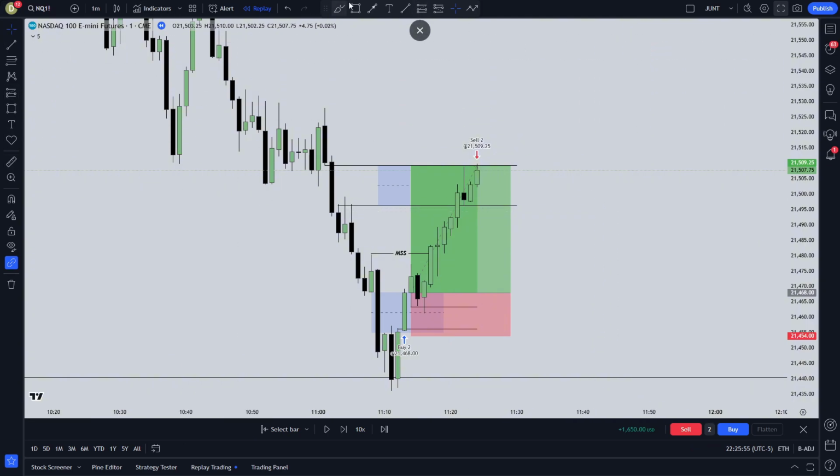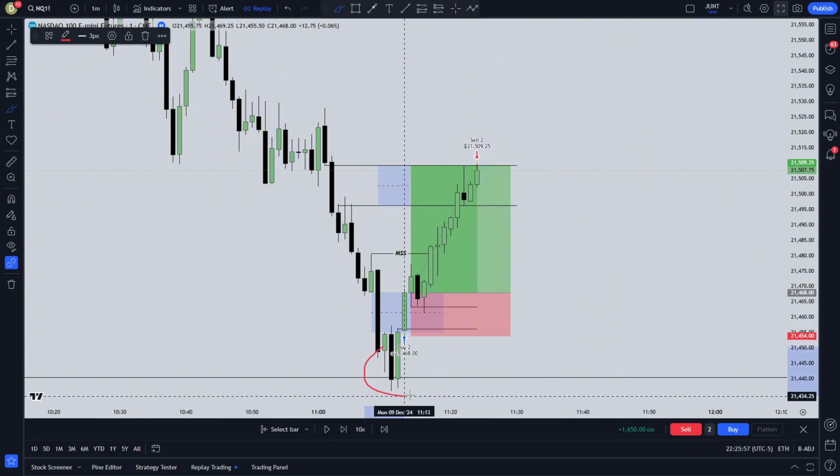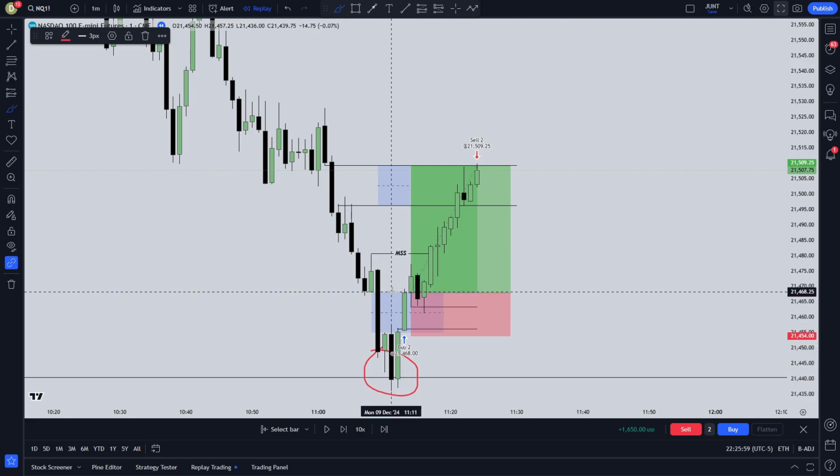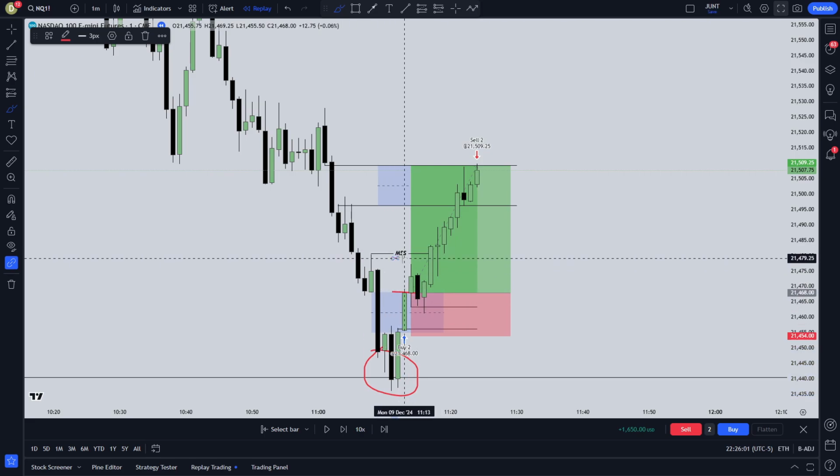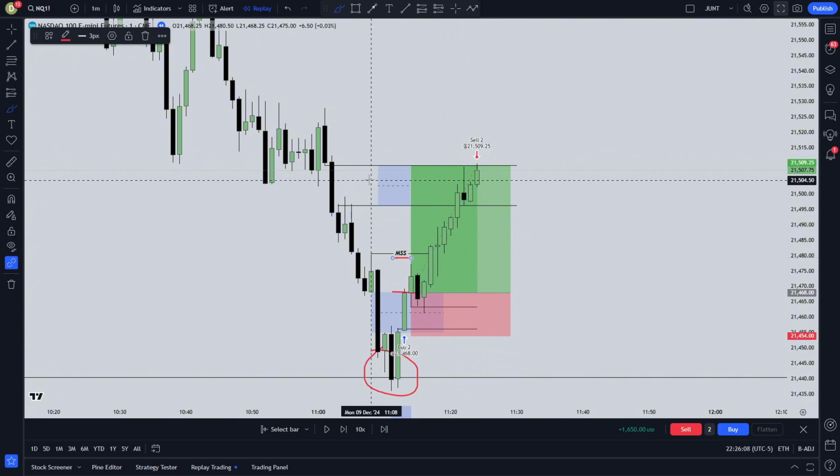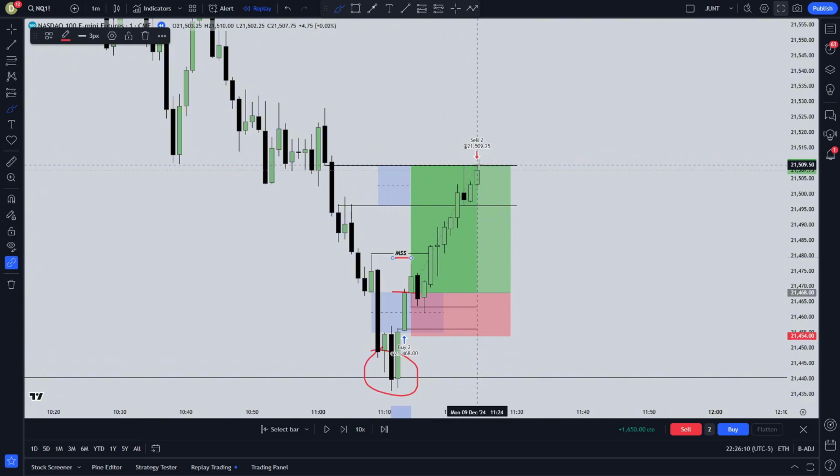So as you guys can see here, it's literally a three-step model. We had our sweep of liquidity, we had our inversion entry, we had our market structure shift as extra confluence, and we had our internal range liquidity TP.